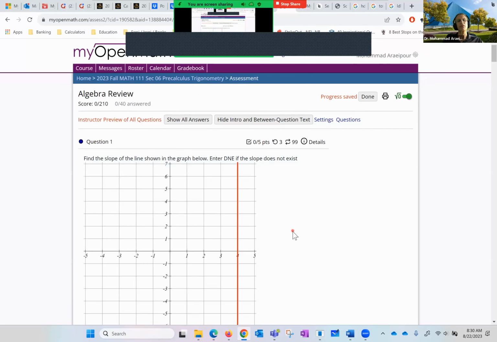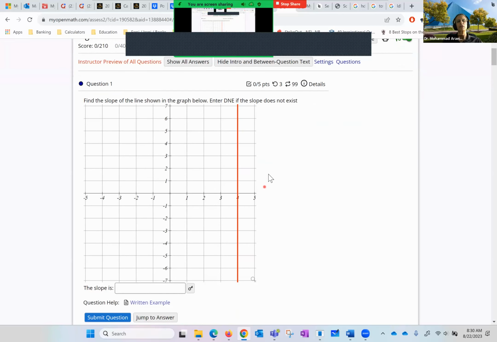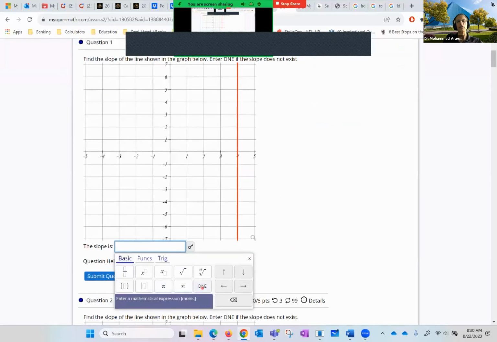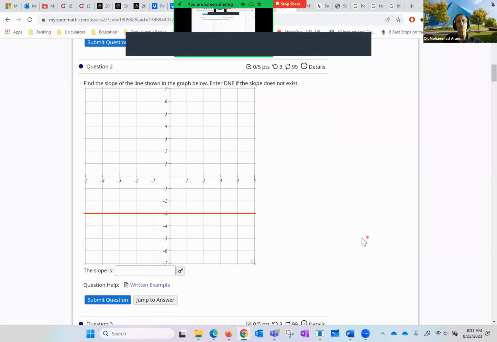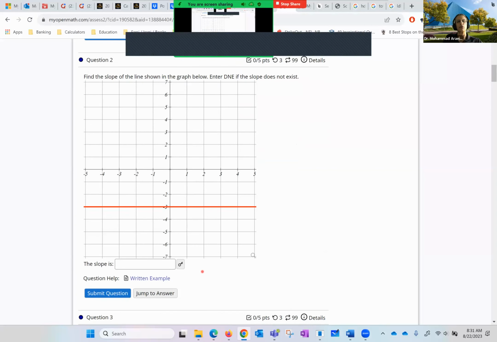And it starts with something very basic. What I want you to notice is this. Okay, find the slope of this line shown in the graph. This is a vertical line. I hope you remember how this works. For vertical lines, the slope is undefined or does not exist. Remember, slopes can be positive, can be negative. In the case of a vertical line, it doesn't exist. In the case of a horizontal line, the slope is 0.